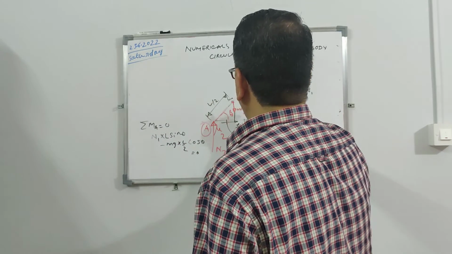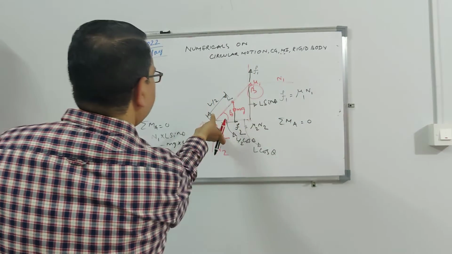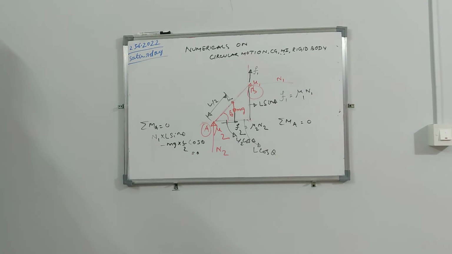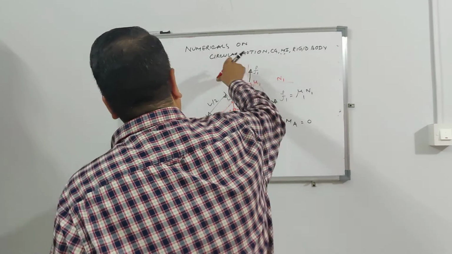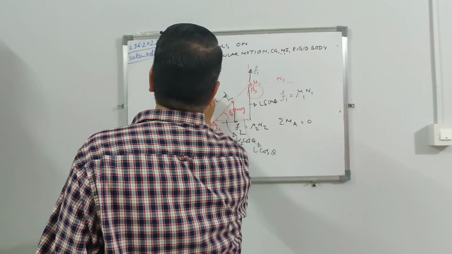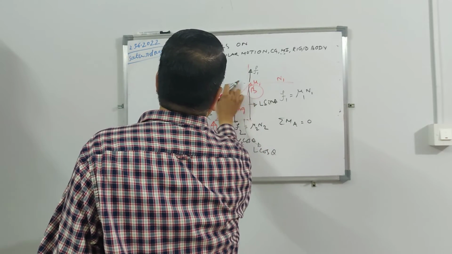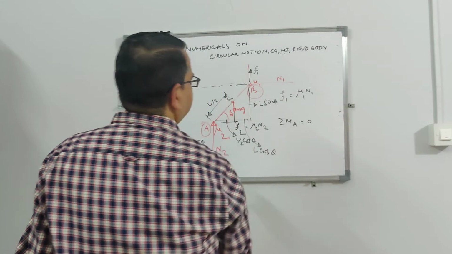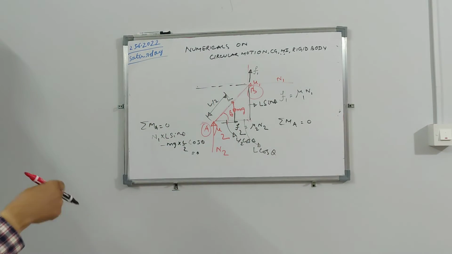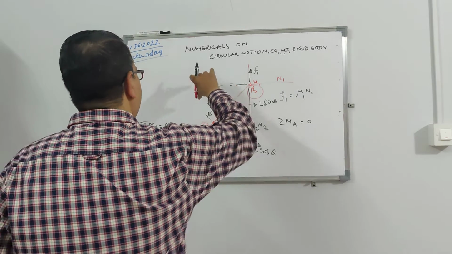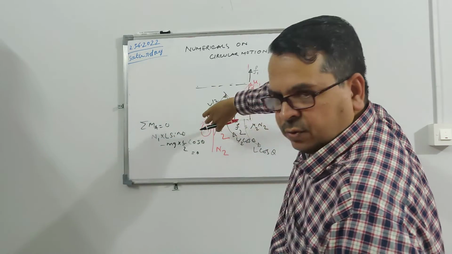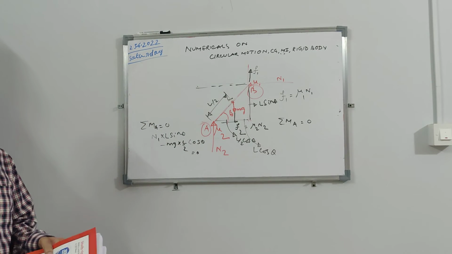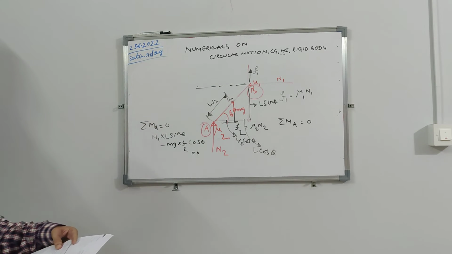N1 will also cause a moment. This mg will try to rotate it like this, it has to fall this way, whereas N1 will try to rotate it the other way because it will slip. This N1 is the reaction force. So about this point N1 will try to rotate it like this, whereas mg will try to rotate it like this.